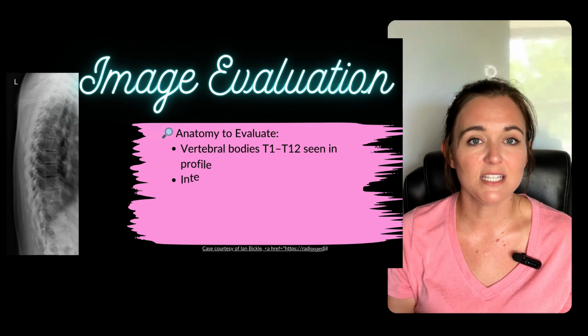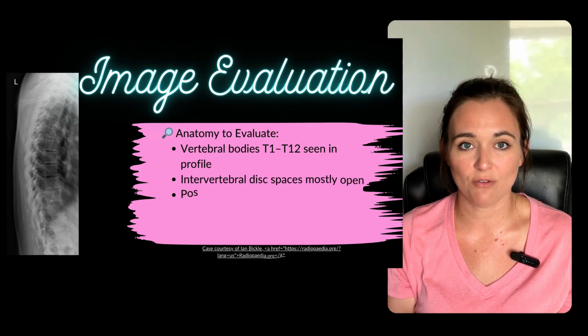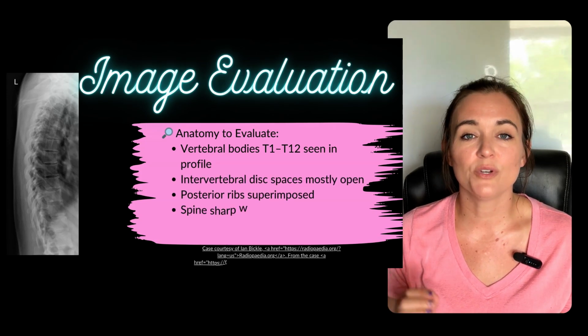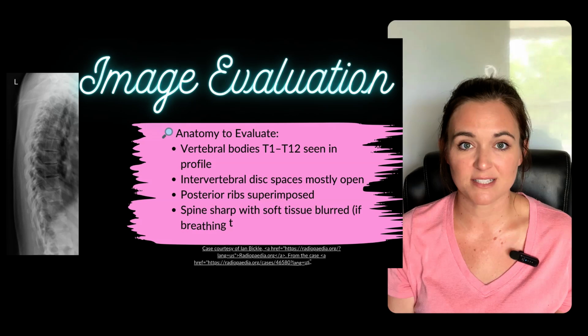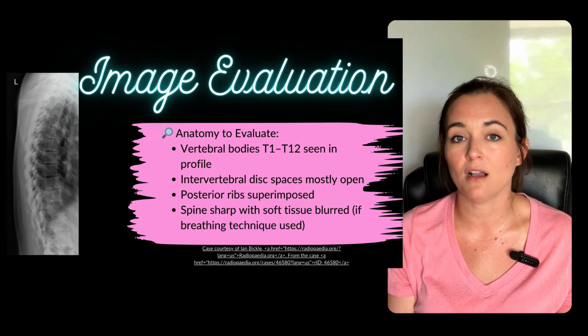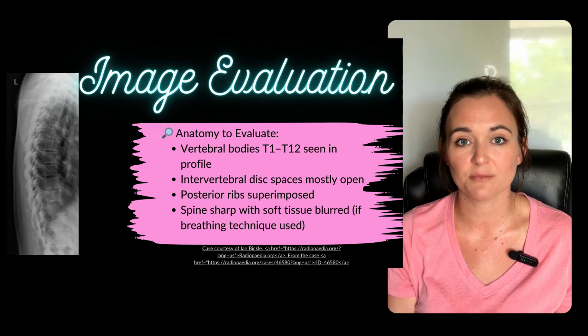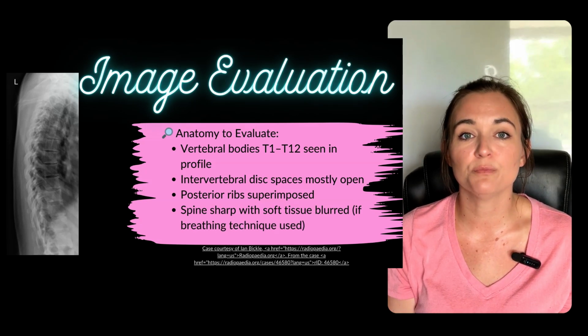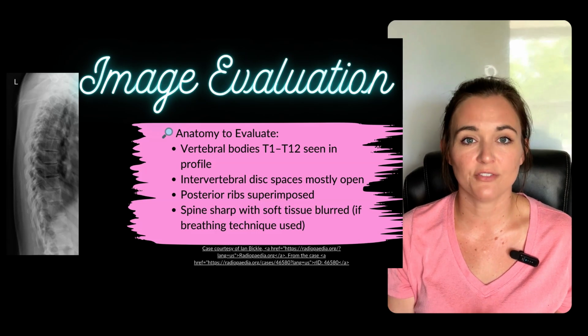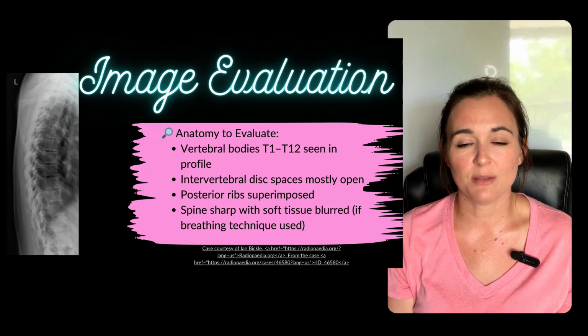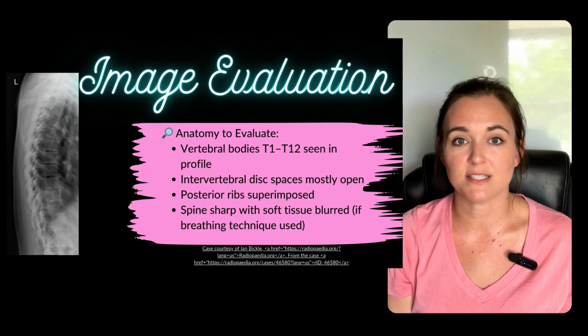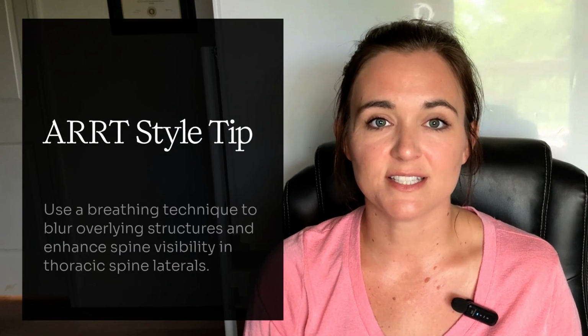The anatomy to visualize in the lateral T-spine. You want to see T1 through T12 vertebral bodies. You want to see intervertebral disc spaces, ideally open and not compressed by positioning. Posterior ribs should not be doubled. If they're not, you're probably rotated. You may catch a glimpse of the intervertebral foramina, especially in the lower thoracic spine. ARRT style tip.